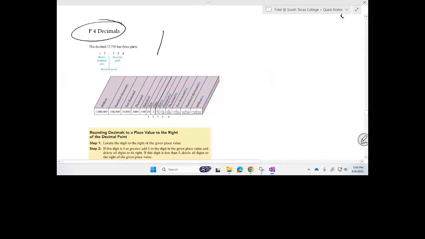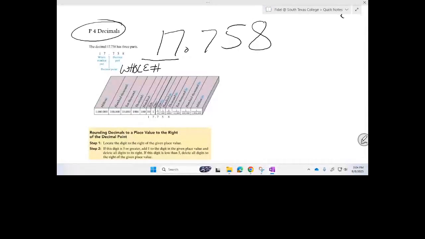Okay, so look, y'all, I'm just going to write it a little bit bigger so everybody can see it. If we have the number 17.758, we have three parts. The first part here is what we call the whole number part. The number to the left of the decimal is the whole number part.